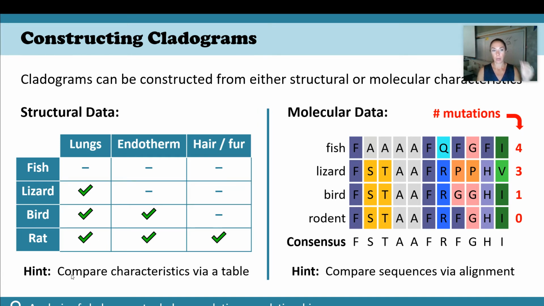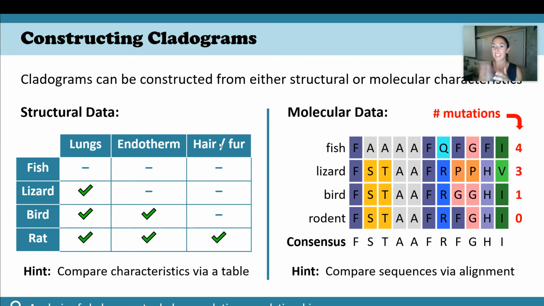So this is compared in a table. And then I can say, well, this came first, then this event, then this event, and this event. And the events are lungs, endotherm, and hair and fur. So you can put that into a line and actually branch out the event. Remember that it's an event, and then it goes to that organism, or that classification or broad category of organisms, okay?